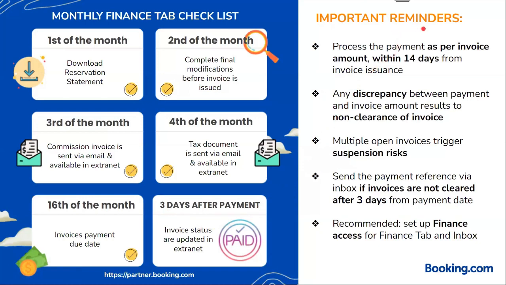So, important reminders: process the payment as per the invoice amount within 14 days from invoice issuance. Any discrepancy between payment and invoice amounts results in non-clearance of invoices. Multiple open invoices trigger a suspension. You have to send the payment reference via inbox if invoices are not cleared after 3 days from the payment date, as per the steps we went through on the last slide. We recommend that you set up finance access for the finance tab and inbox.